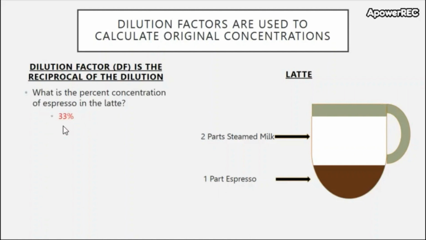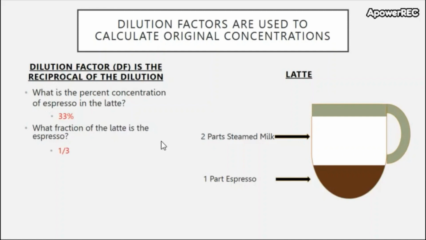You should have said 33%. There is 1 part espresso and there are 2 parts steamed milk. So it's 1 out of 3 is espresso, or 33%, 1/3. What fraction of the latte is the espresso? Well, I just gave you the answer.